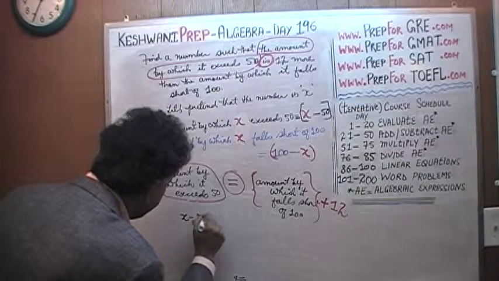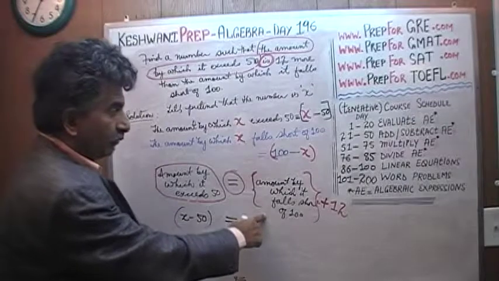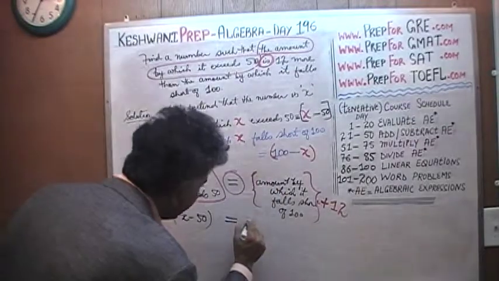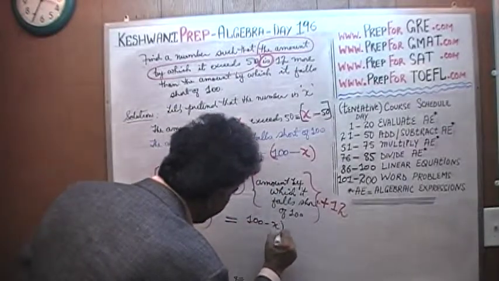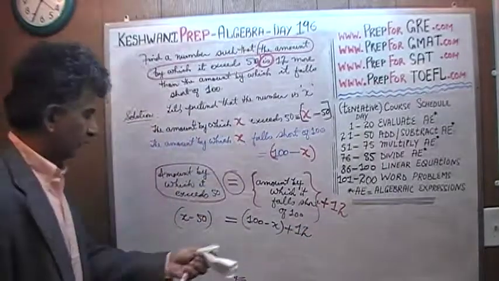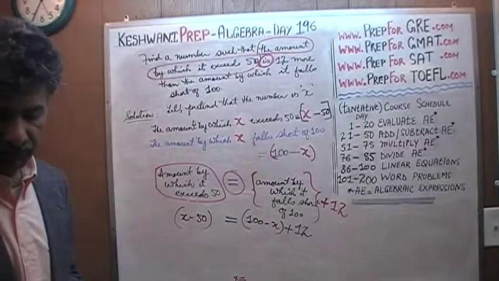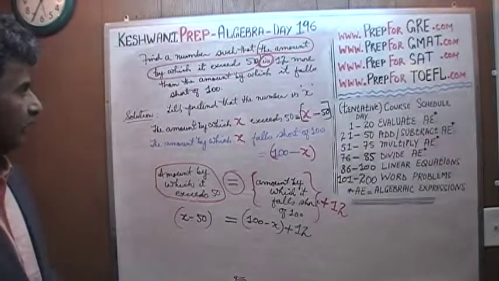X minus 50, this quantity equals the amount by which it falls short of 100, which is this guy right here, 100 minus x plus the 12. All you have to do is solve this equation for x, and we are done. So that's what we are going to do.